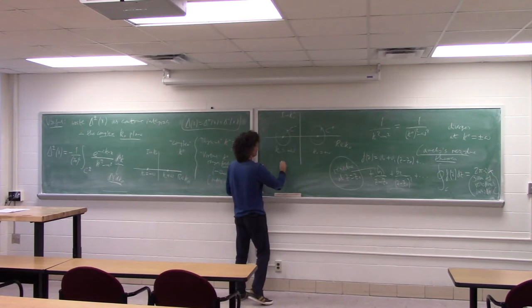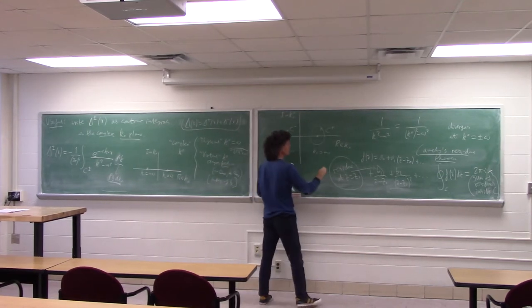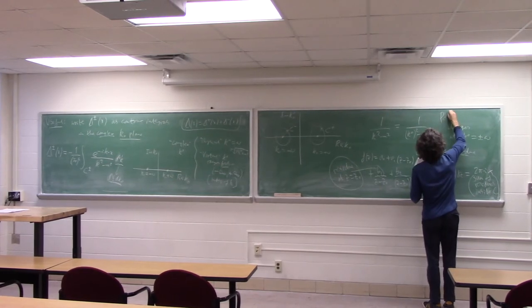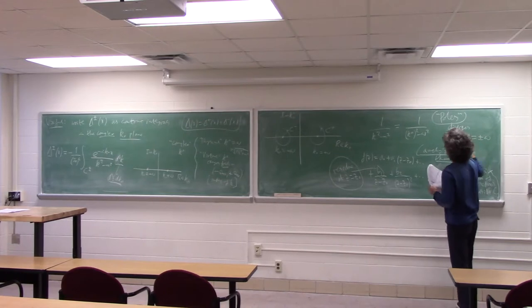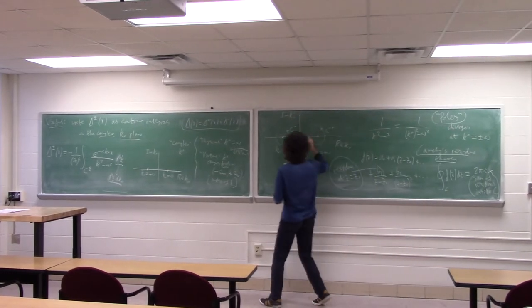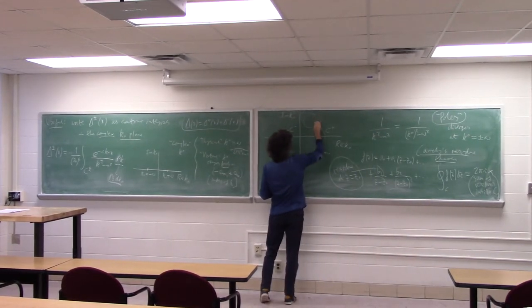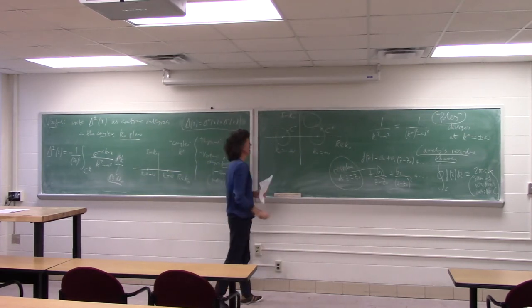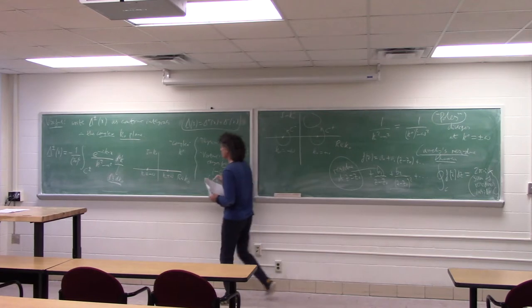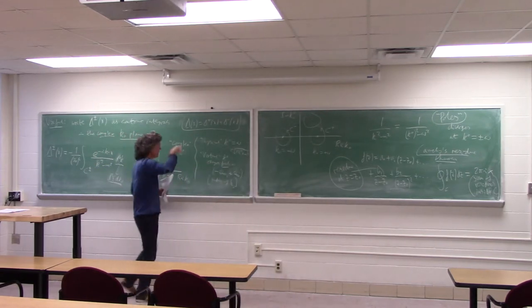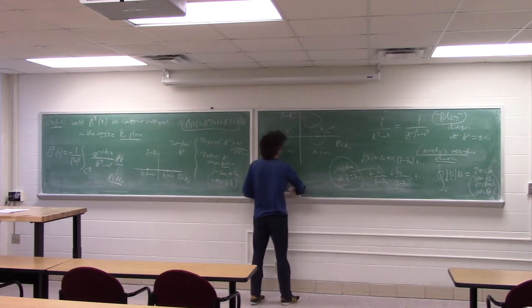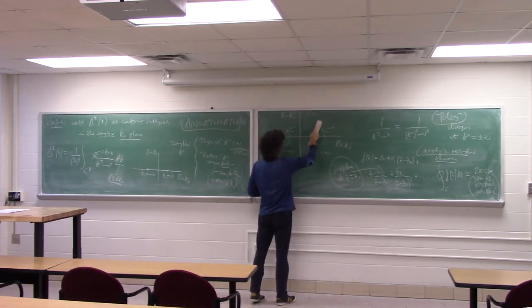So if I integrate this function, it has what are called poles at these two points. If I integrate around this curve, then I get zero, because if I integrate this function in the complex k0 plane around this curve, there are no poles in that region.